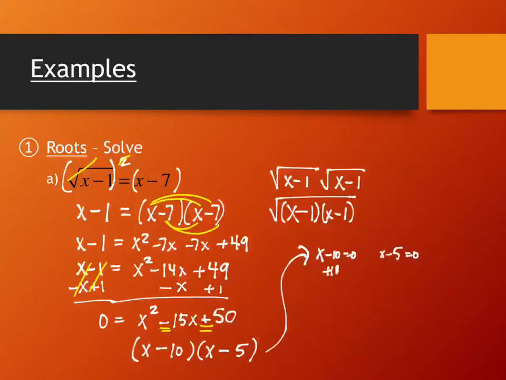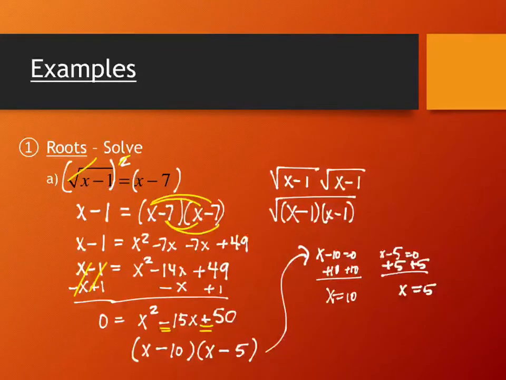We add our 10, so x is 10, and we add our 5, and so x is 5. Now, if we had been given this quadratic equation to start with, like we didn't start where part A started, we started with our next step, the first step that we really had, right? If we'd started here, my answers really would be 10 and 5, and we would be done.